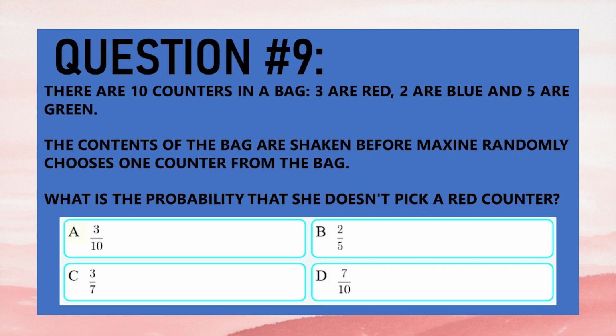Question number 9. There are 10 counters in a bag. 3 are red, 2 are blue, and 5 are green. The contents of the bag are shaken before Maxine randomly chooses one counter from the bag. What is the probability that she doesn't pick a red counter? Letter A, 3 over 10. Letter B, 2 over 5. Letter C, 3 over 7. Or letter D, 7 over 10.